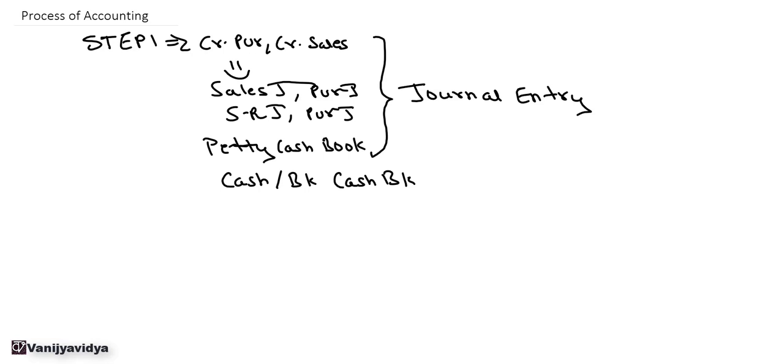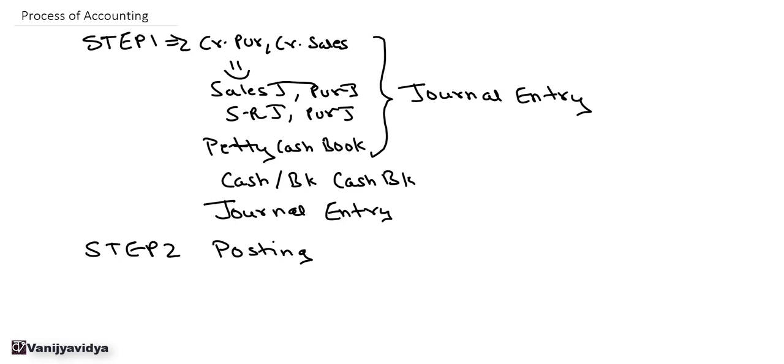Then for transactions other than all these, there may be certain other entries like recording of your prepaid expenses, depreciation. For all these, journal entries are passed. Then step 2 is posting of these journal entries in ledger account. So these journal entries are posted in ledger account. This is step 2.